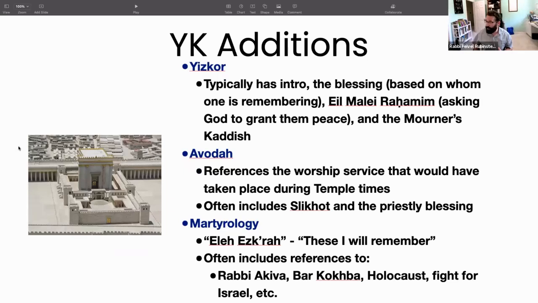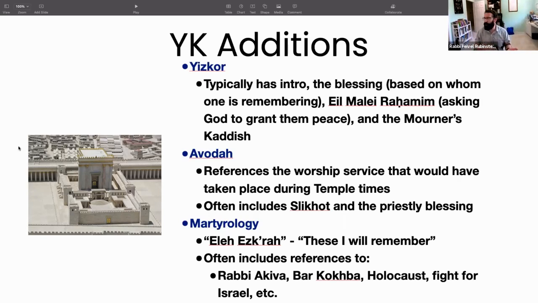On Yom Kippur, Yizkor, now again, sometimes done during Torah, sometimes elsewhere. Avodah and Martyrology, sometimes done during Musaf, sometimes done elsewhere. Yizkor is our memorial service. This is the service in which we acknowledge those who have died. These are our loved ones, our personal loved ones. Who do we want to remember this holiday season?